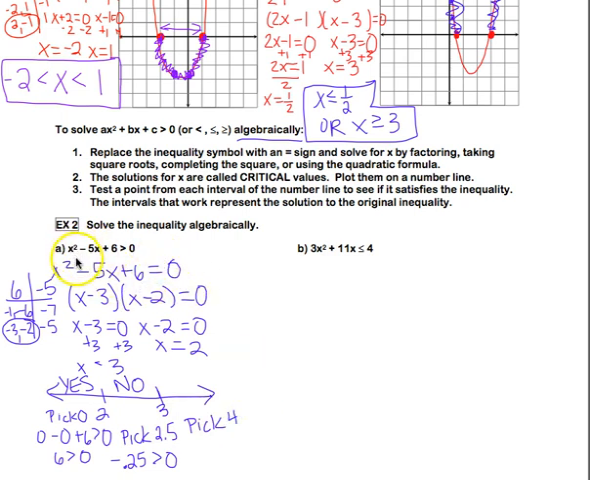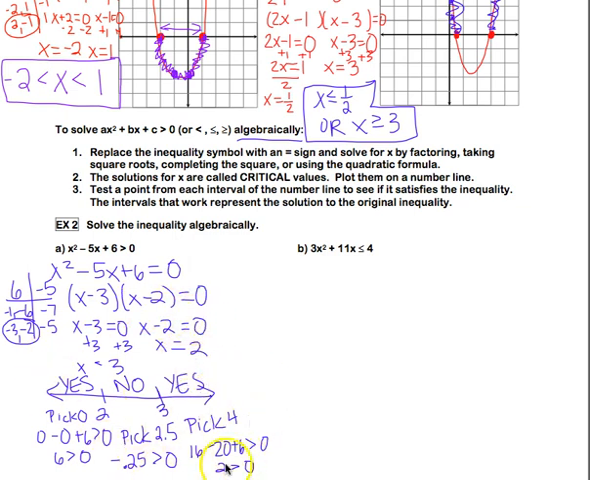So that one you should be able to do without a calculator. 4 squared is 16. Negative 5 times 4 is negative 20. And then I've got my plus 6. So 16 minus 20 is negative 4. Negative 4 plus 6 is 2. 2 is indeed greater than 0.